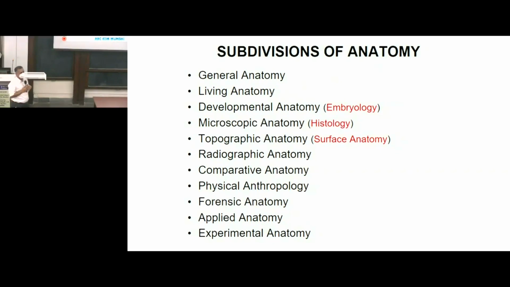Because you will be learning in physiology, clinical physiology. So coming back to that is living anatomy. Third term is developmental anatomy. As the name suggests, developmental.